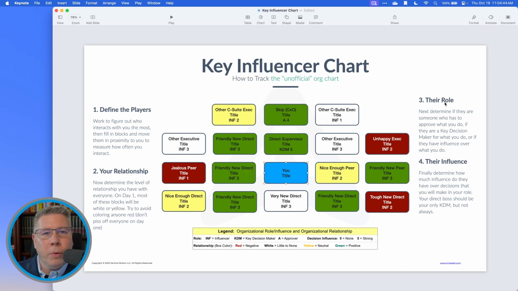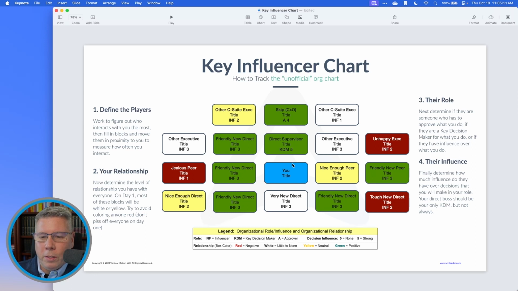Next, what you want to do is determine their role. And I don't mean their title, but their role in the decision making. So determine if they are someone who has to approve what you do, if they themselves are a key decision maker for what you do, or if they have influence over what you do. So your roles here are influencer, key decision maker, and approver.